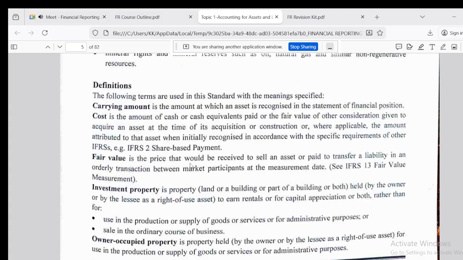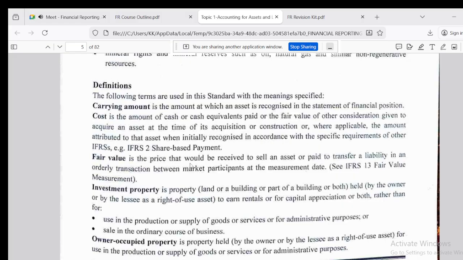Are you able to read through the lines? If you are struggling, you can just let me know so that I help you get it very correctly. Paid to transfer a liability in an orderly transaction. You can just leave it at that point. Hakuna haja kuongeza hizo ingine.